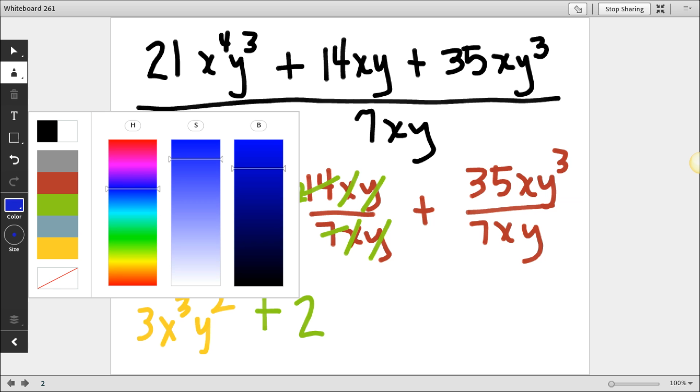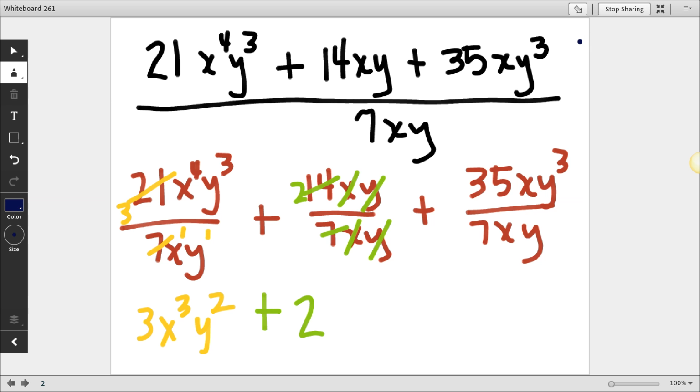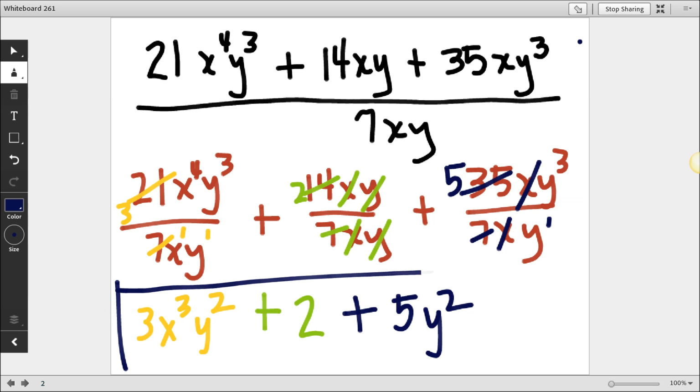And then finally, that last term, we've got 35 divided by 7, which is 5. We've got an x on top and an x on bottom to the 1st power, so those are going to cancel each other out. We've got y to the 3rd, y to the 1st, so we're going to subtract those exponents. 3 minus 1 is 2. So that's going to give me y squared, giving me my final answer.